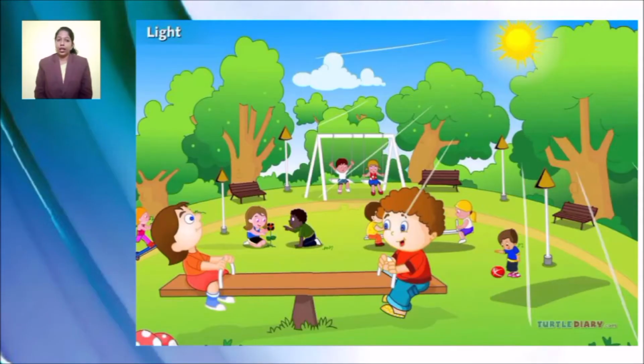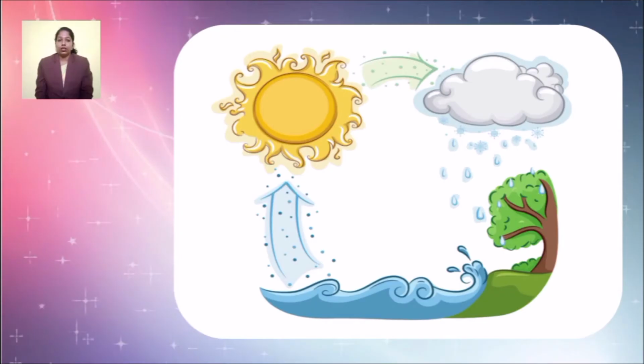So children, can you tell me how the sun is important to us? The sun gives us light. The sun gives us warmth. The sun is an important part of the water cycle. And what is the water cycle? The cycle involving the changes of water into water vapor and then to water again is called the water cycle.